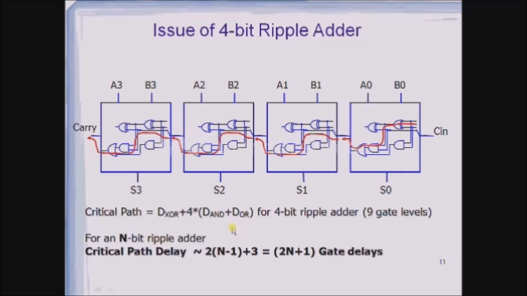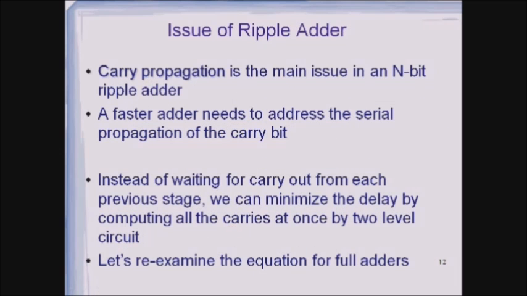In order to avoid this propagation delay, we use one more adder, called the carry look ahead adder. Carry propagation is the main issue in an n-bit ripple carry adder. As we have seen, a faster adder needs to address the serial propagation of the carry bit.